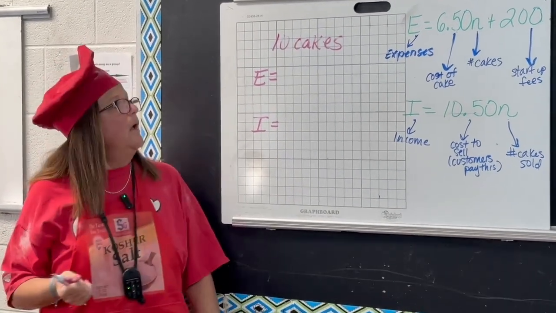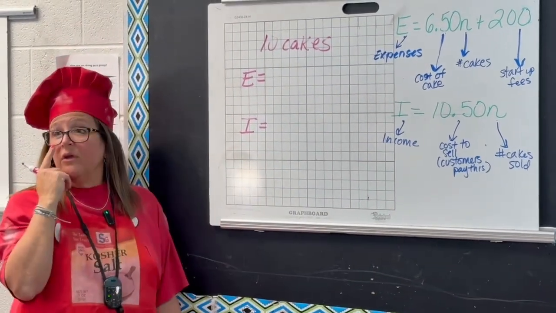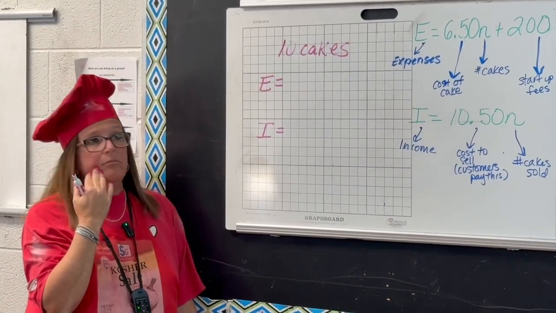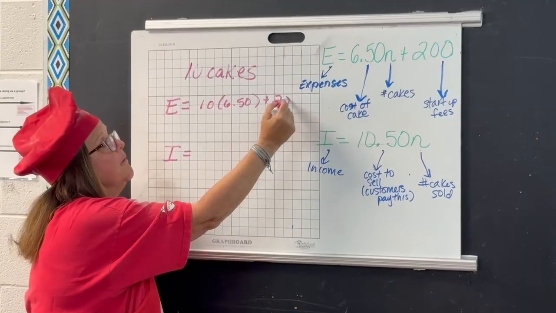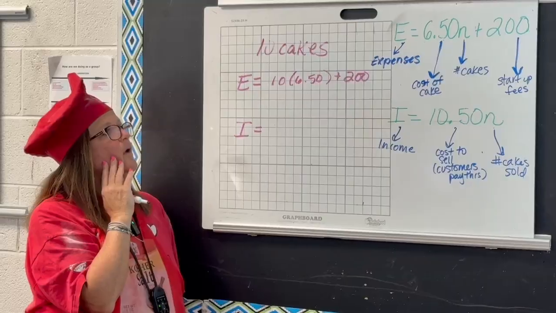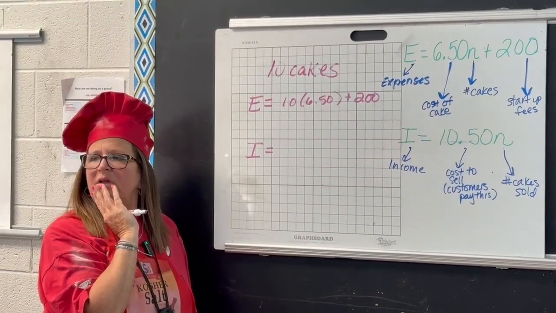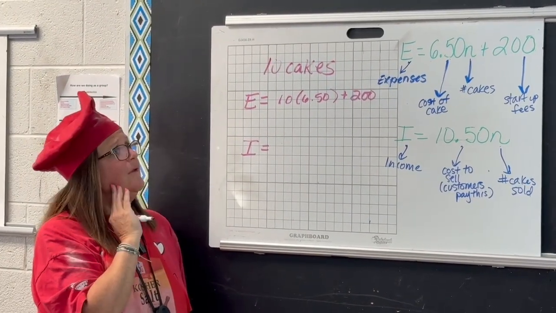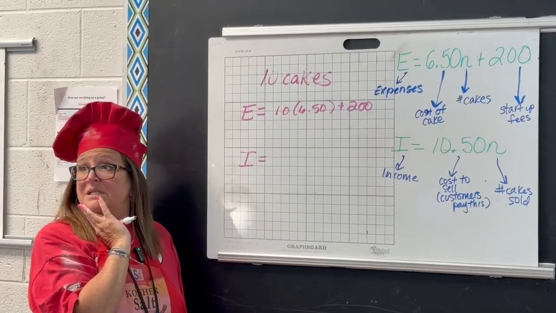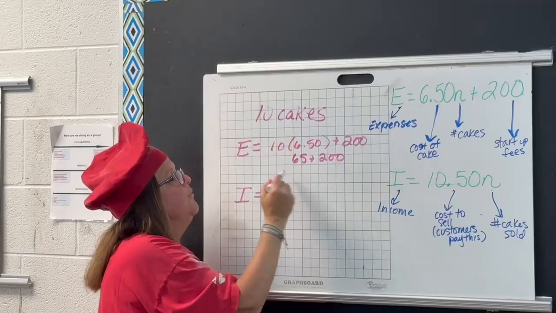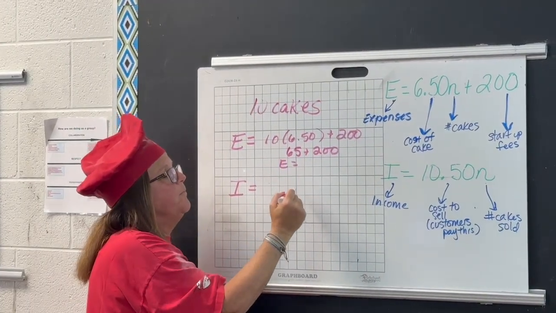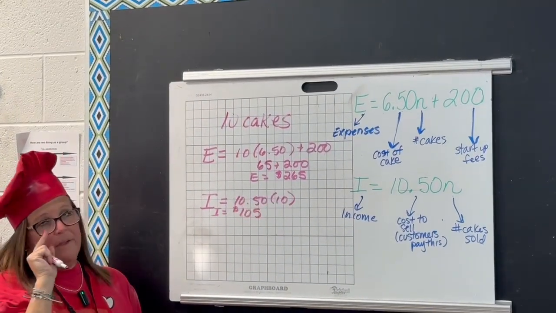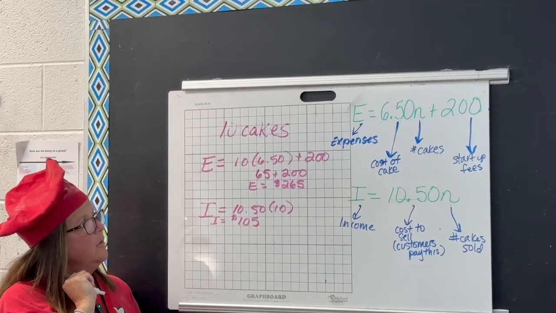Okay, great. Can somebody tell me how I would figure out what my expenses are if I made 10 cakes? Times 10? Why don't we multiply the 200 by 10 also? It only happens once. Thank goodness, it's an expense. All right, what's 10 times $6.50? So what are my total expenses? Okay, what about my income? Did I make money that month?